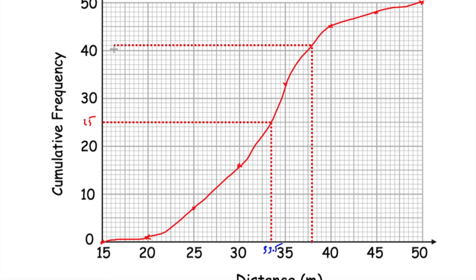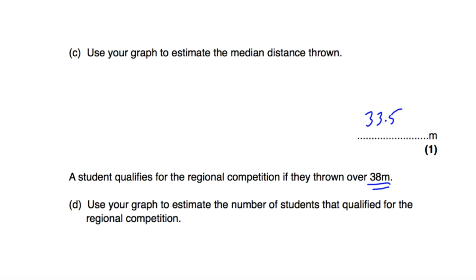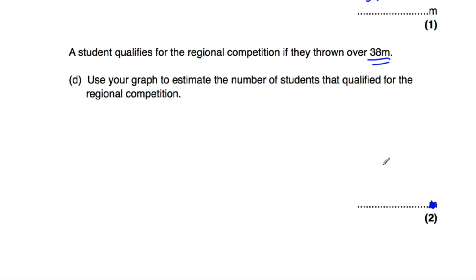So if we go up from 38 and across, we get to here. Now that value there is 41. That means that 41 students threw below 38 meters. So the ones that threw more than 38 meters would be the rest of them. So 50 take away 41 is equal to 9. That means the remainder, the 9, threw above 38. So 9 students qualified for that regional competition.